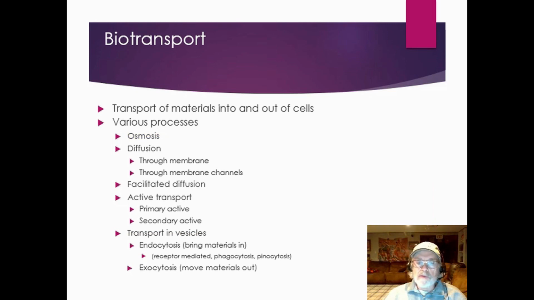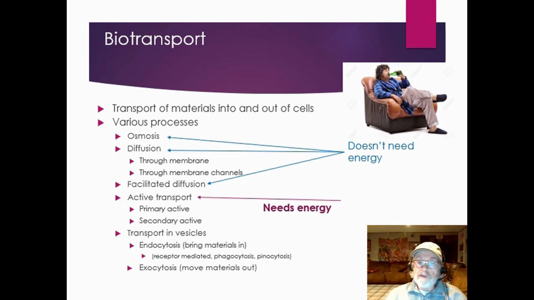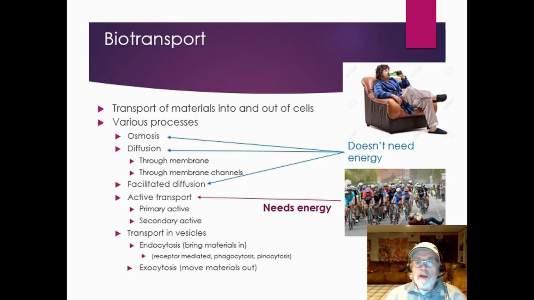A couple things we have to think about in regards to all these processes is that some need energy and some don't. Osmosis, diffusion, and facilitated diffusion do not need energy. Active transport needs energy. Now, the biggest thing I want you to remember here is the word active transport. If you see active transport, it means that for that to happen, energy is required to be produced and released to be able to move things across. Osmosis, diffusion, and facilitated diffusion don't need energy. Active transport does need energy. And that's going to be a little bit more apparent as we go down the road here.